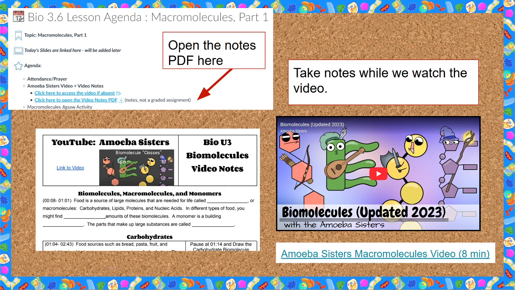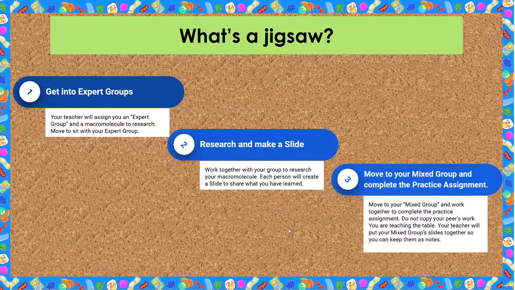All right, what we're going to do today, after you've watched this video, is move on to a jigsaw activity. And what is a jigsaw activity? Well, this is where you're going to become an expert in one particular field of something that we're learning. So in this case, it's going to be a macromolecule. And I am going to assign you into what's called an expert group and a macromolecule to become an expert in. And so you're going to sit with certain people in your class, and you're all going to become almost like an expert on your one macromolecule.